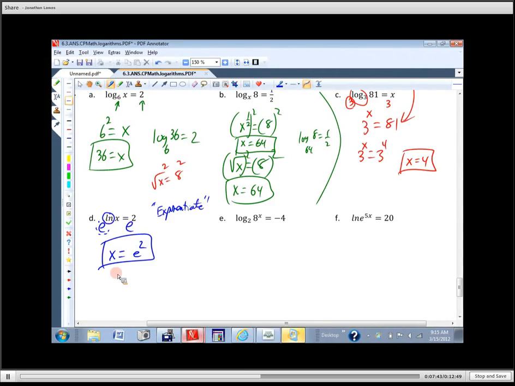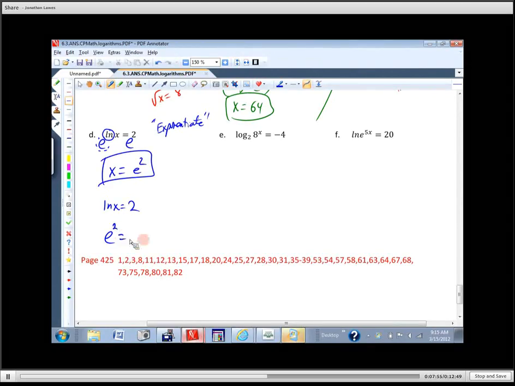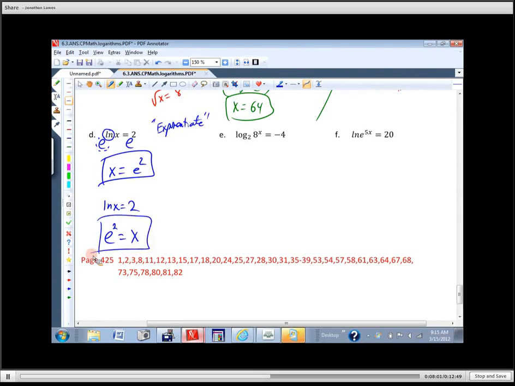Sure? Okay. Could we have done this? Could we have just said, you know what, this is ln x equals 2. This is in logarithmic form. The base is e. The answer to the logarithm is 2, so that's got to be the exponent, and the answer is x. We could have done that. They both produce the same answer, but this idea of exponentiating is an important one. Okay, are there any questions?